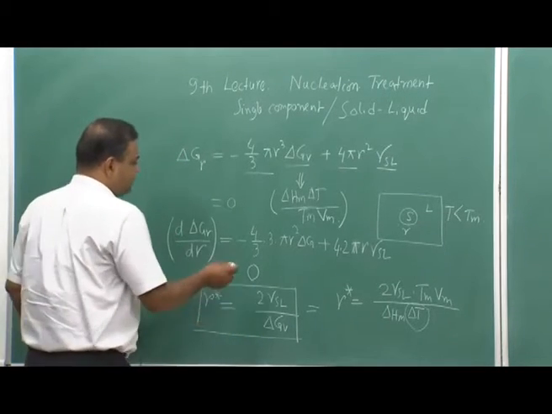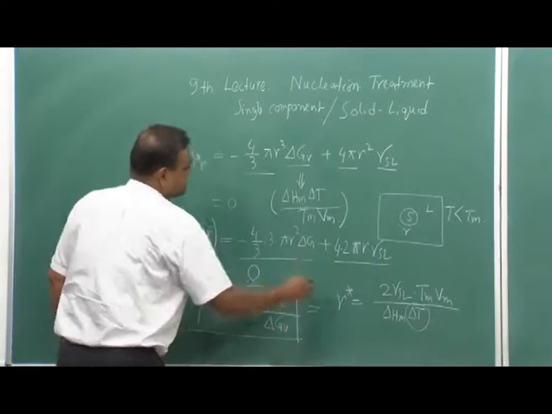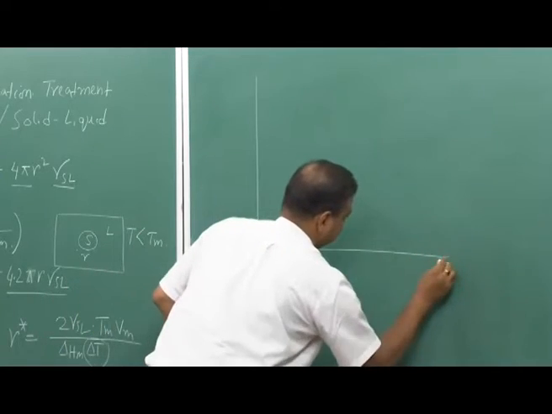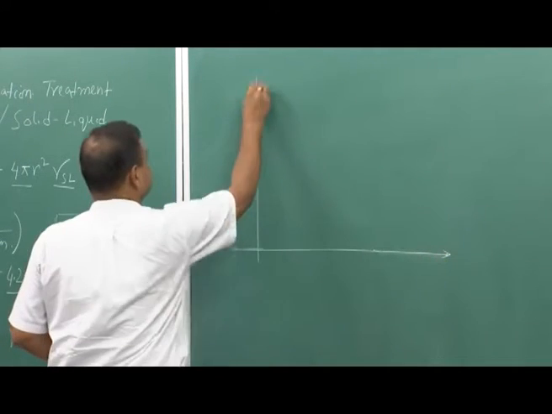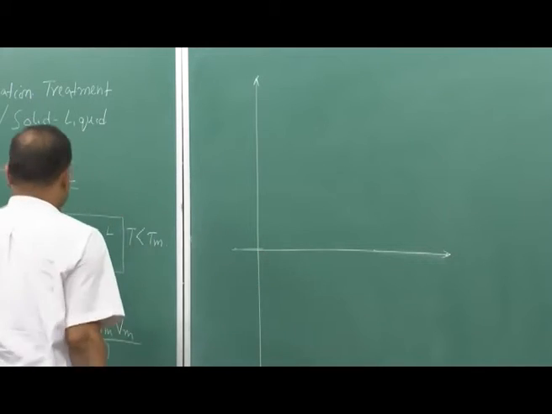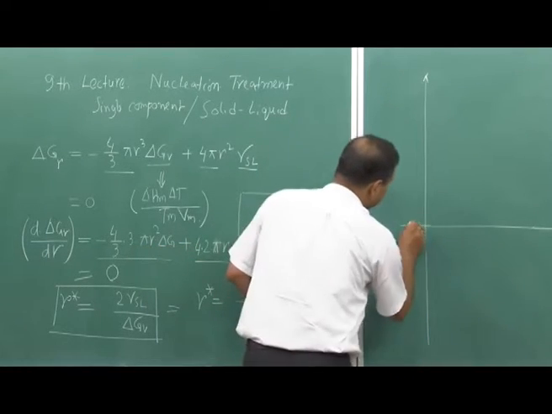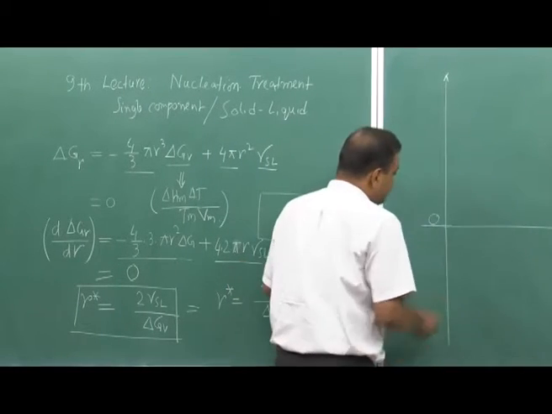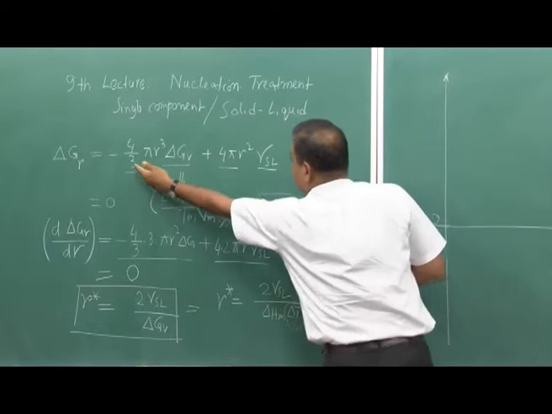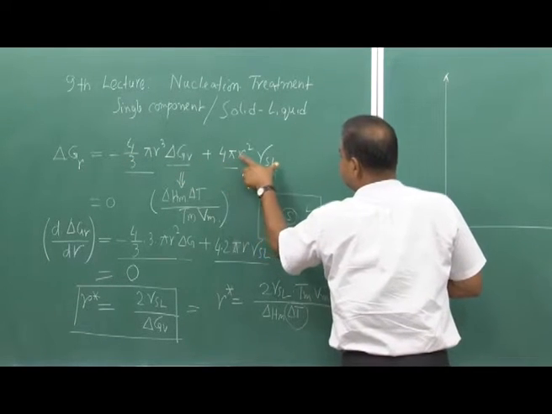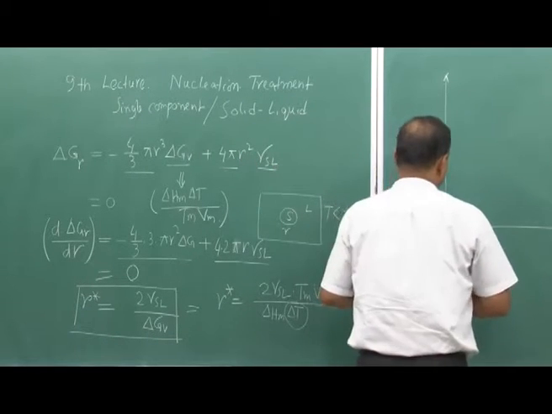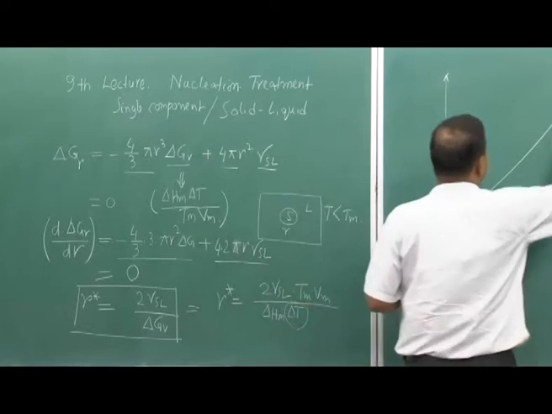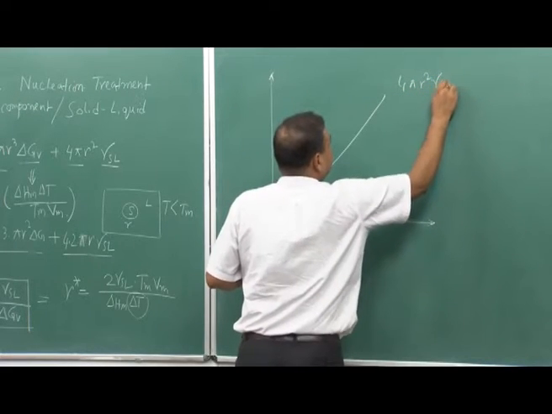Now, if I try to plot individually this particular term and this particular term, let us see what happens. Since this is a negative term, we will put this one to be 0, with this one on the negative side and this one on the positive side. If we come to this expression, it varies as a square of R, so it would vary like this. This term is basically 4 pi R square gamma S L.